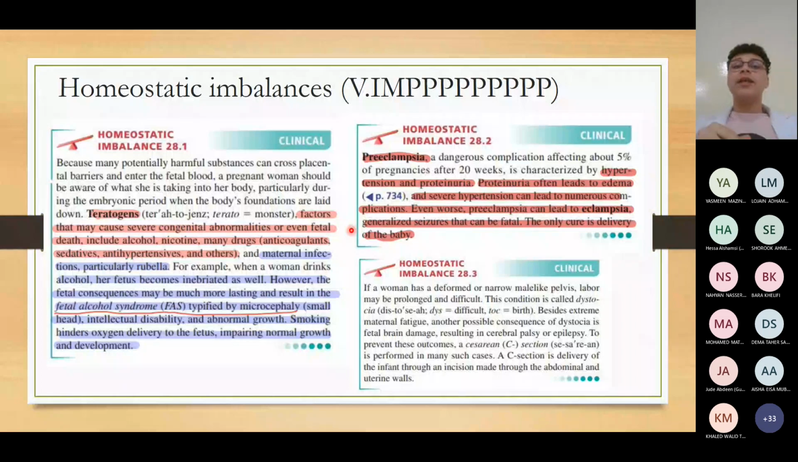So whenever preeclampsia gets more complicated and seizures may be involved, we call it what? We change the name from preeclampsia to eclampsia. So preeclampsia is mostly hypertension and proteinuria. Whenever preeclampsia gets complicated and seizures start to be involved, we call it eclampsia. Okay, did you guys understand this?